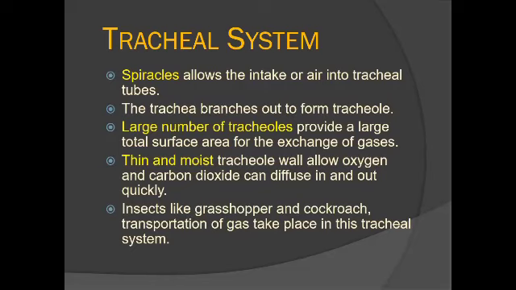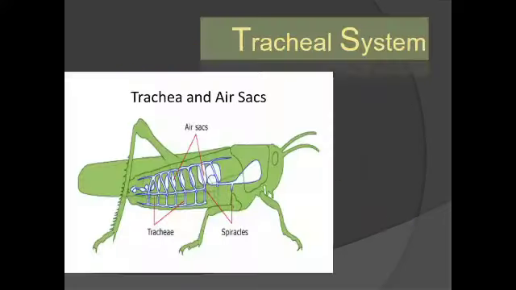A large number of tracheoles provide a large total surface for the exchange of gases. The thin and moist tracheal wall allows oxygen and carbon dioxide to diffuse in and out quickly. In insects like grasshoppers and cockroaches, transportation of gas takes place in this tracheal system. The diagram shows the tracheal system.